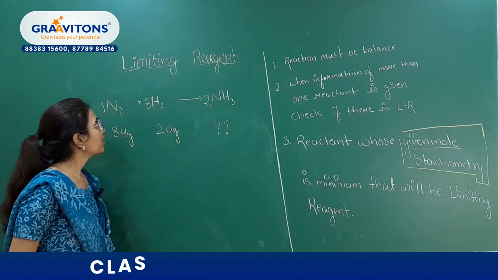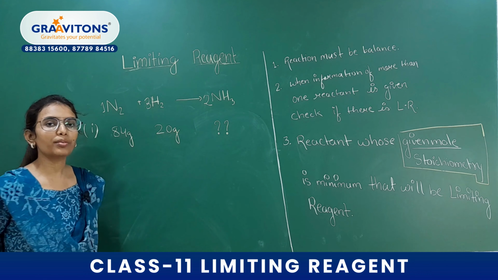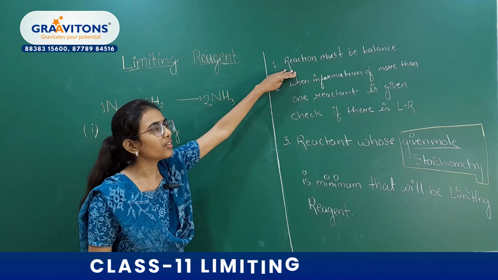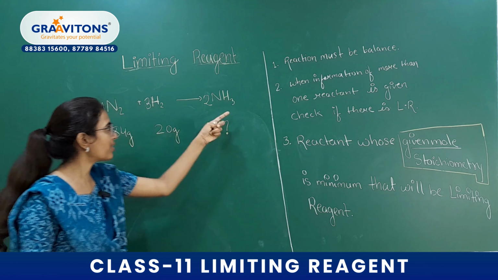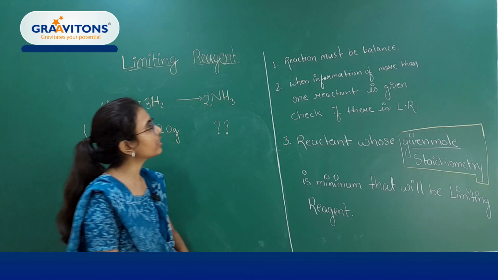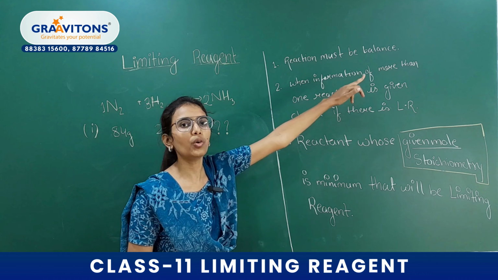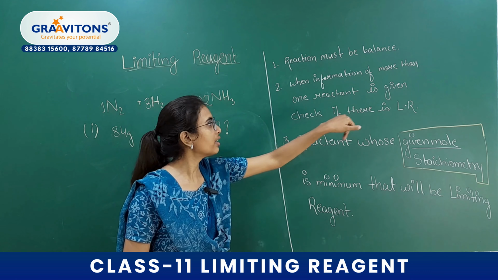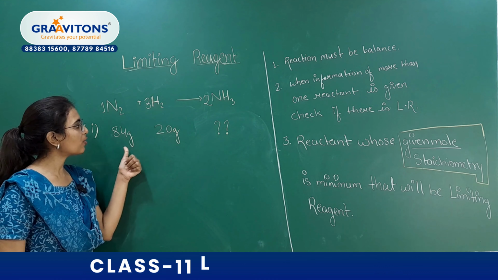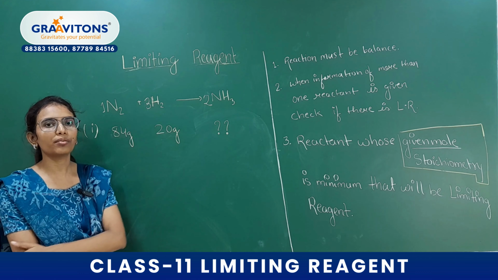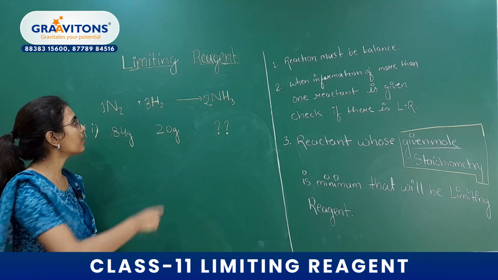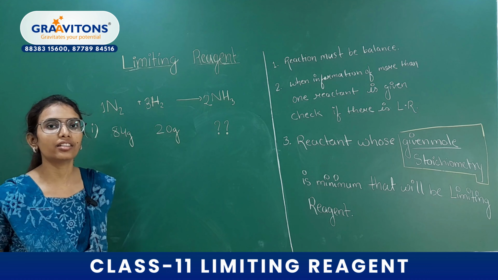Today we learn how to decide which of the reactants is the limiting reagent. To check that, first we have to check whether our reaction is balanced or not. Our reaction is already balanced, so we don't need to balance it. What is the second thing? When information of more than one reactant is given, check if there is a limiting reagent. In this case, the information of two reactants is given, so we have to check whether any reactant is a limiting reagent or not.